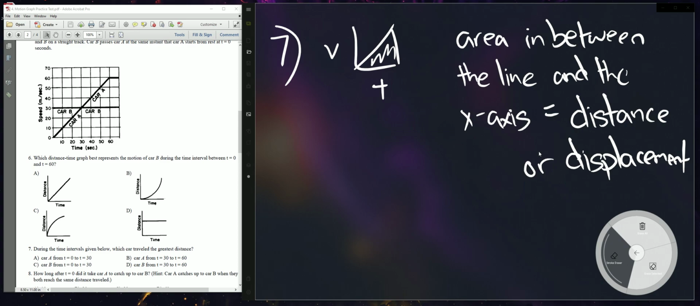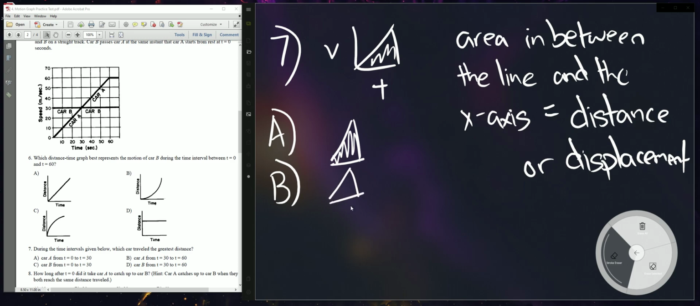So the question is basically asking which car has the greatest area during which interval. Let's look at choice A. Car A from t equals 0 to t equals 30. Well, you only have one triangle. That's your area. Choice B. Car A from t equals 30 to t equals 60. So you have a triangle, and then you have another square underneath. So this entire area is the distance traveled.